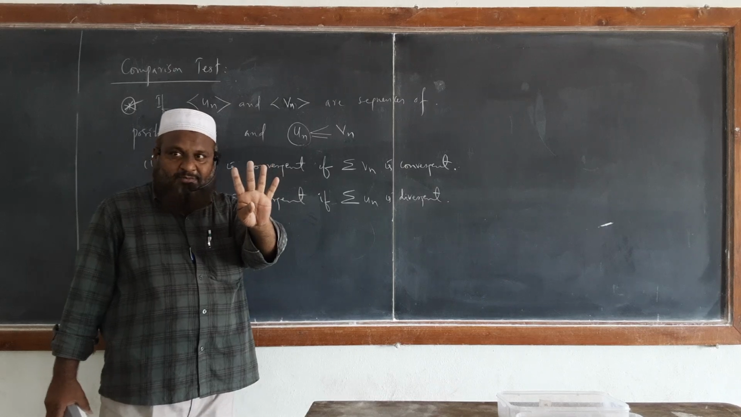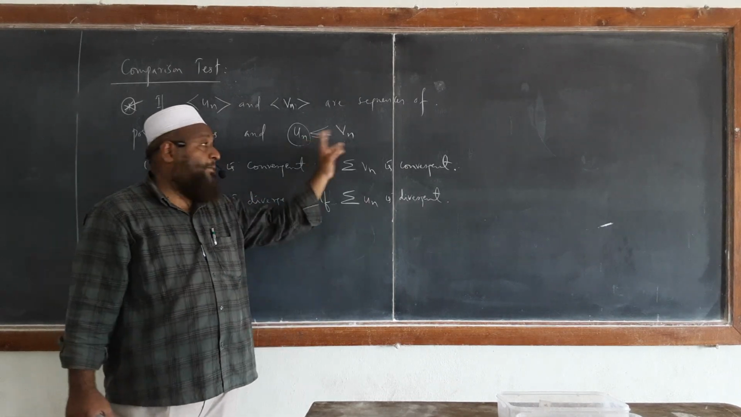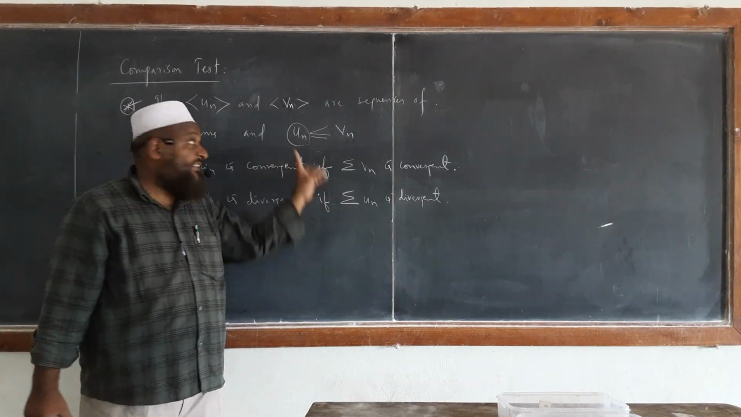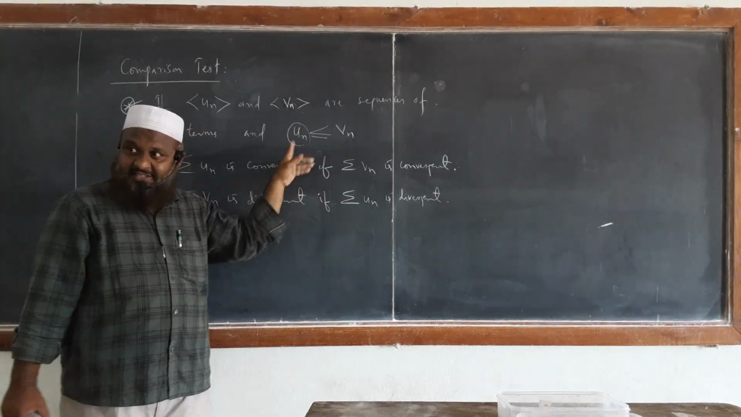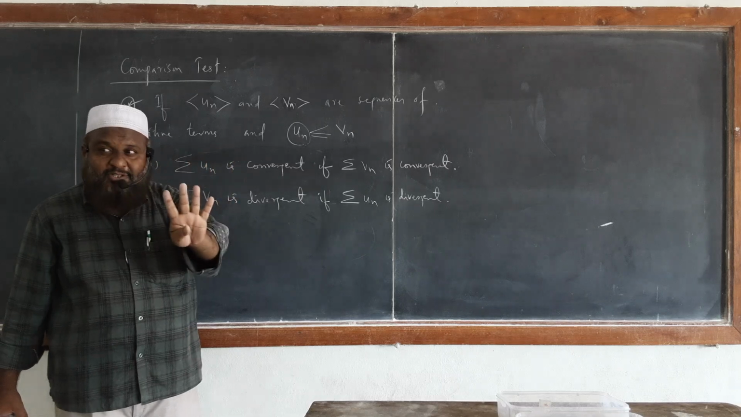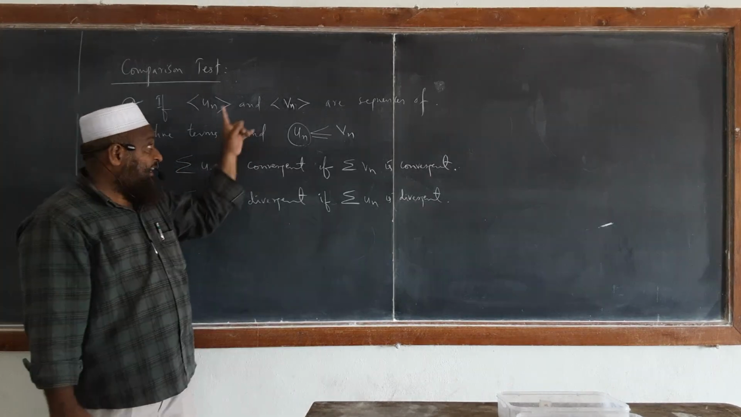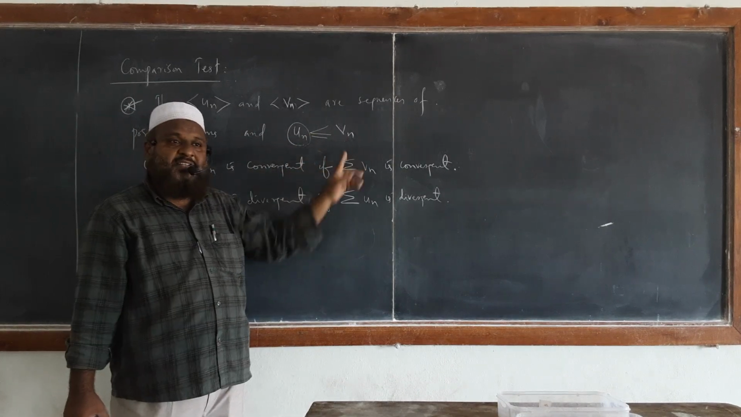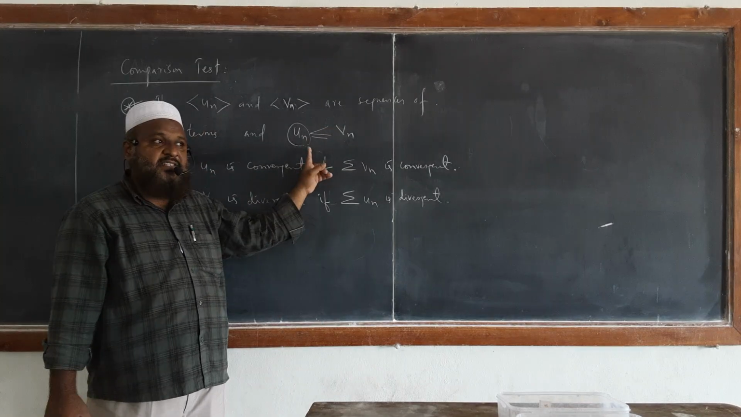Actually, four things are possible, no? One is small, one is big. This is convergent, then telling about that. This is divergent, then telling about that. That is convergent, telling about this. That is divergent, telling about this. Four possibilities are there or not? Out of four possibilities, we can give a guarantee of only two things. That is, if the smaller one is divergent, the bigger one will be divergent. If the bigger one is convergent, the smaller one is convergent.